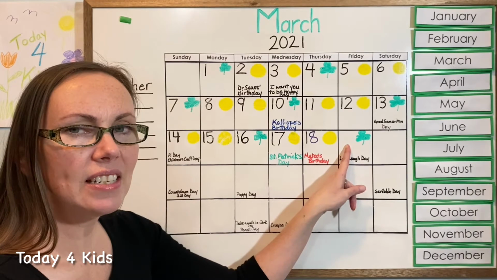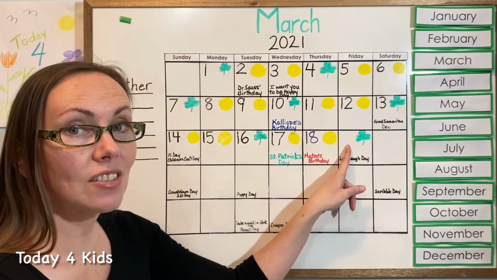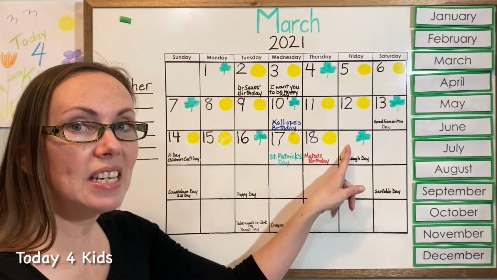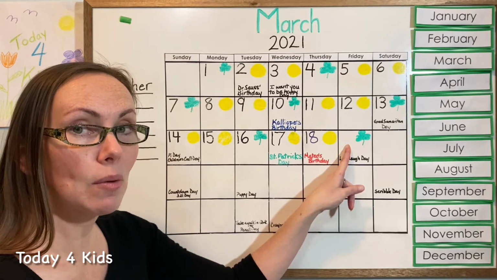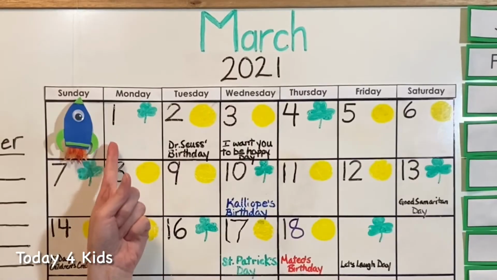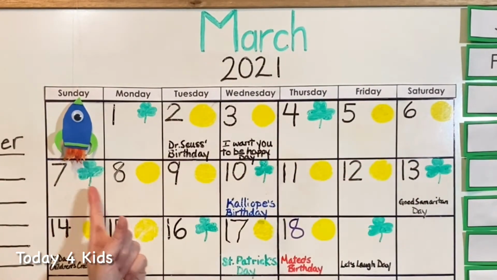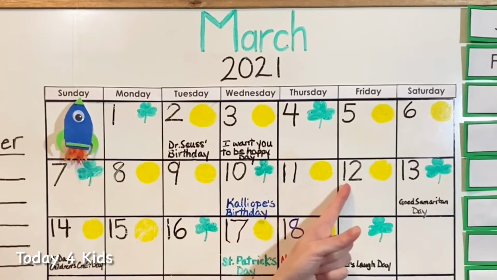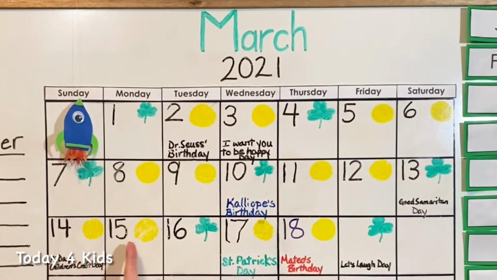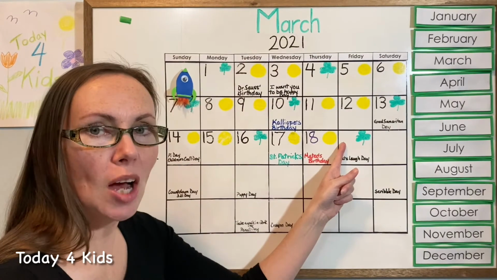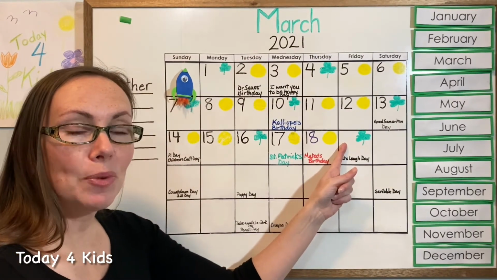What comes after 18 when we're counting? I hear some great guesses. Let's go back to the beginning and count all of our days and see if our number is correct. Are you ready? 1, 2, 3, 4, 5, 6, 7, 8, 9, 10, 11, 12, 13, 14, 15, 16, 17, 18, 19. Good job. Did you guess 19? Let's put 19 into our calendar.